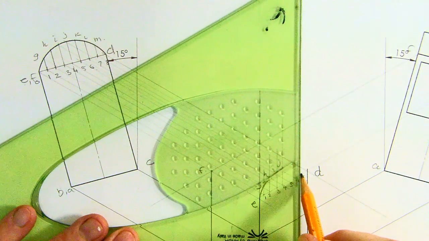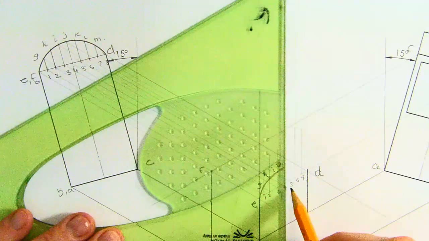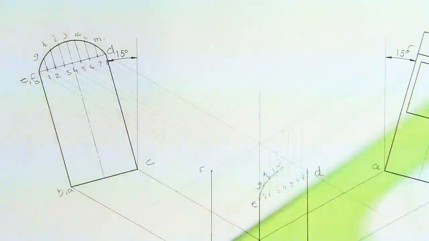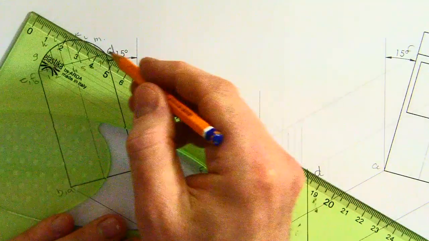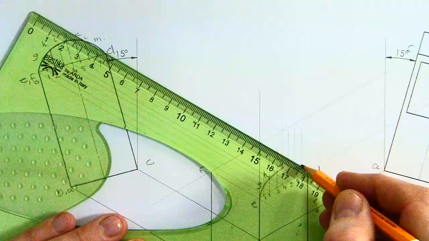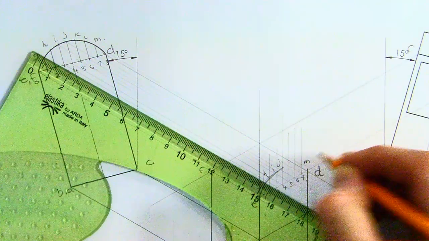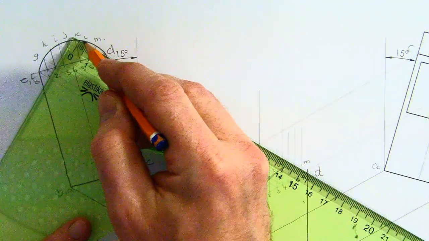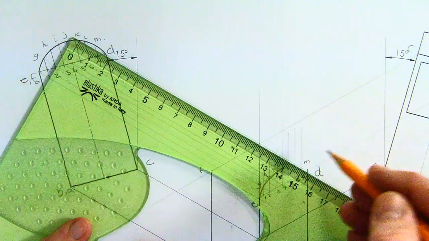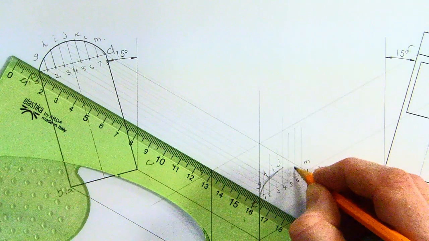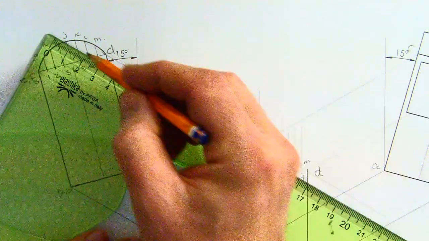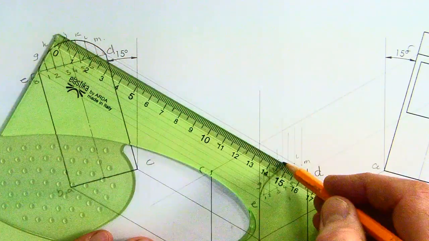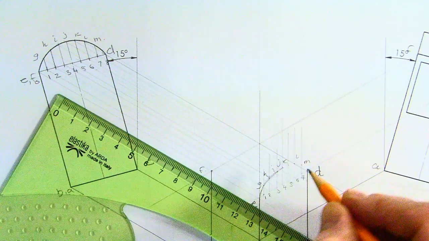Point 7 is brought straight up. 6 is straight up. 5. There's M. L. And K.